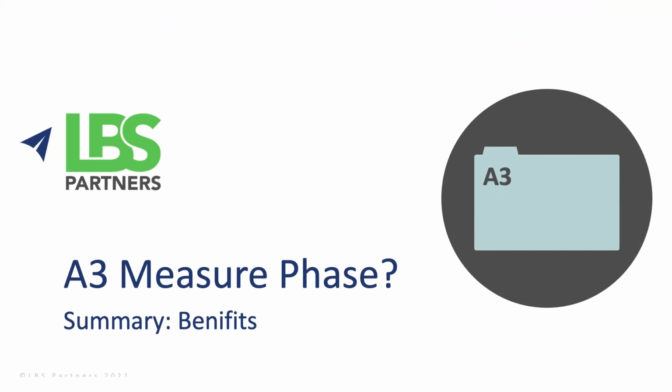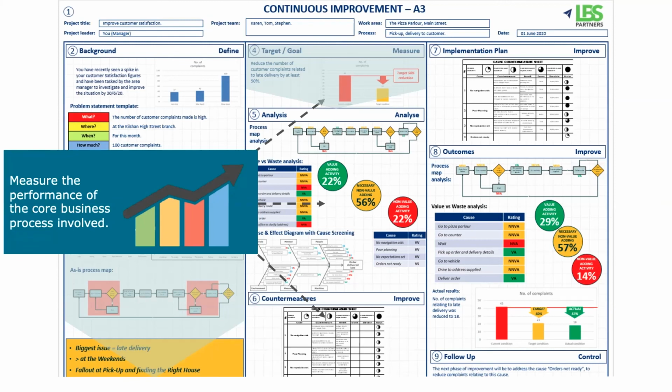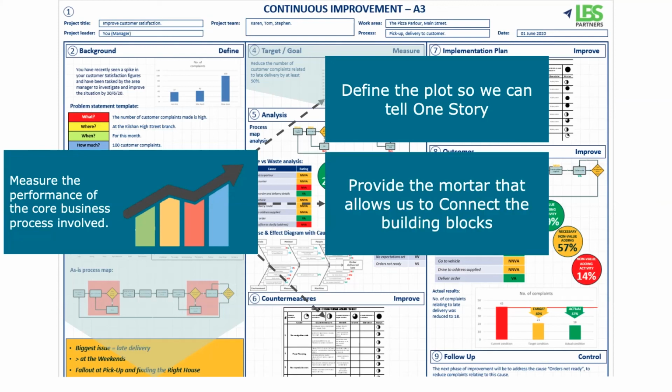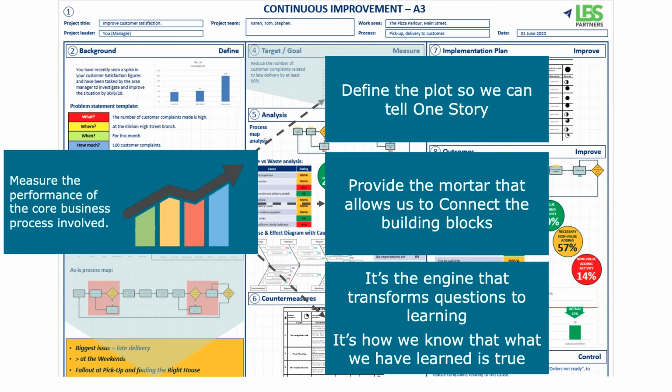So in summary, the benefits that are associated with the measurement phase are we create a measurement performance system that allows us to define the plot so we can tell one story. In addition to that, it provides the mortar that allows us to connect the building blocks as we tell the story of our A3. And finally, the measurement system is the engine that transforms the questions we need to ask into the learning we require. At its fundamental basis, it's how we know what we have learned is true.